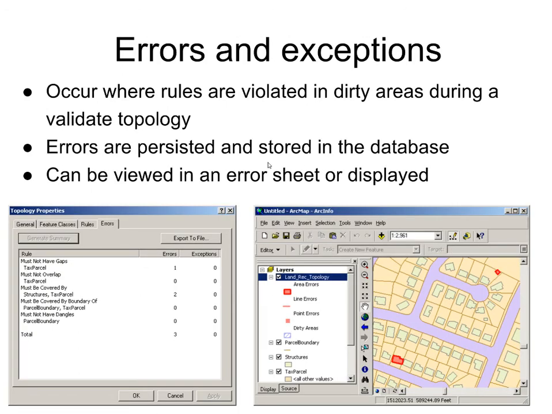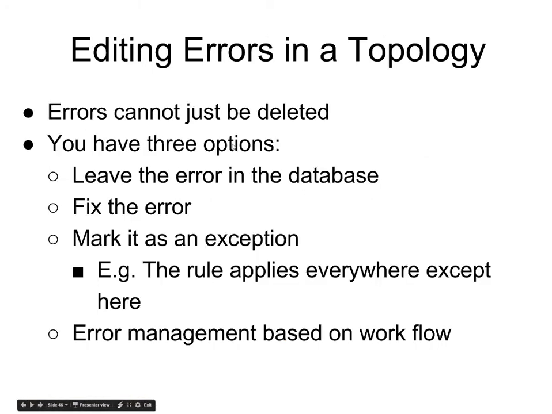So errors and exceptions. They occur where rules are violated in dirty areas during a validate topology. Errors are persisted and stored in the database, and they can be viewed in an error sheet or displayed. They can also be marked as exceptions. You cannot just delete errors. You can either leave the error in the database, fix the error, or mark it as an exception.